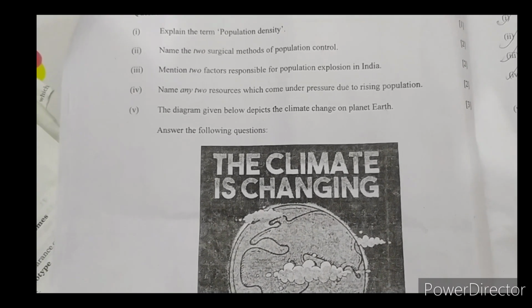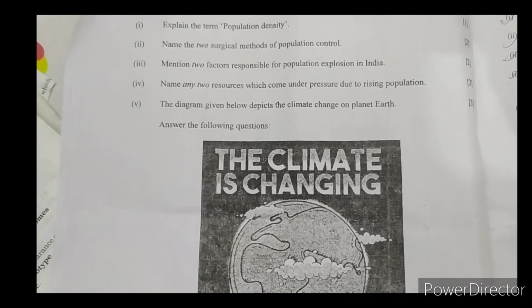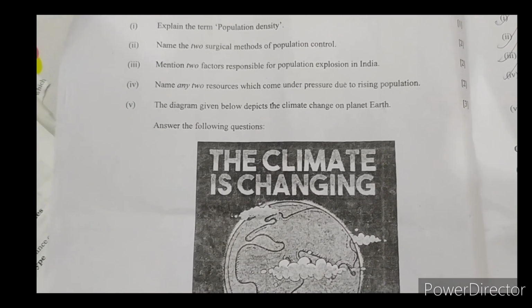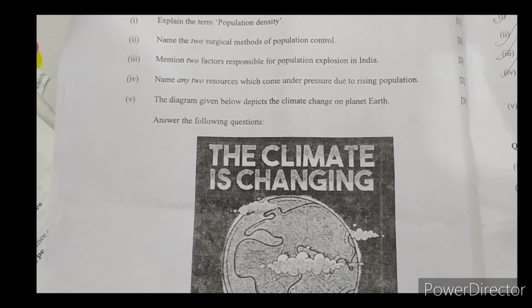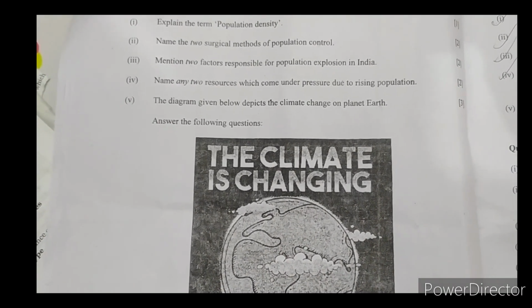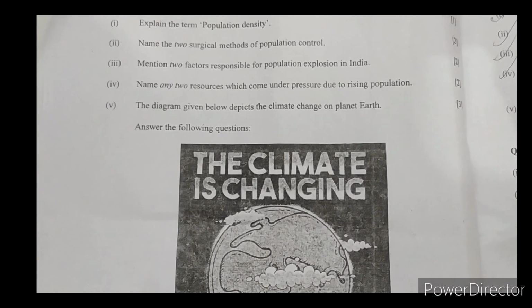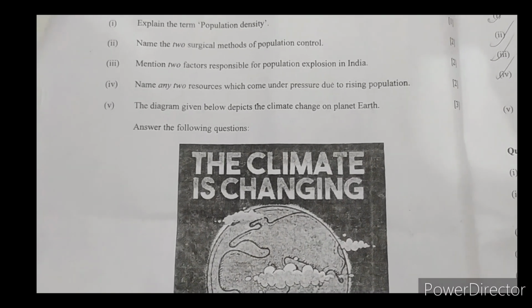Mention any 2 resources which come under pressure. First is land, or you can write forest, because with increasing population, if there are more people, more land will be required. And second is food or water, because food grows in arithmetic progression and population grows in geometric progression, and therefore there will be extra pressure on these 2 resources.